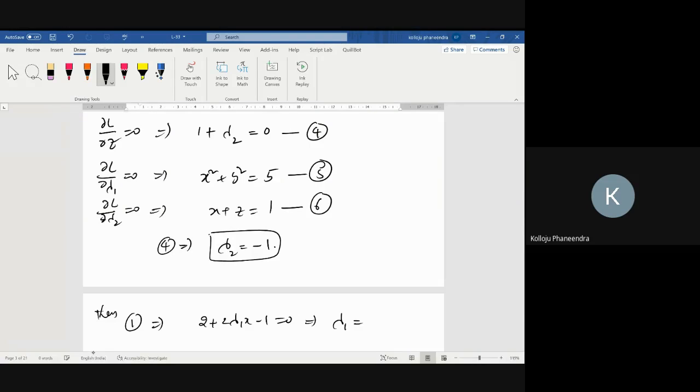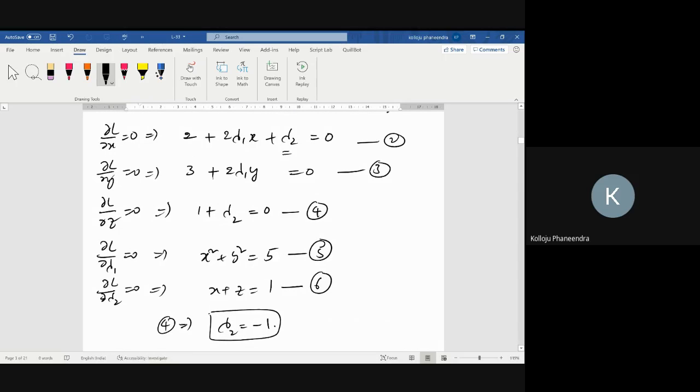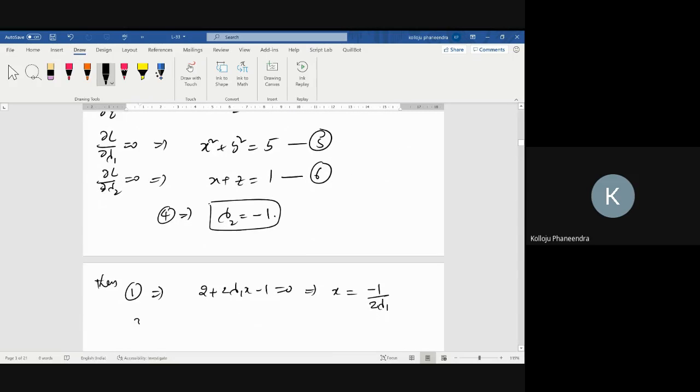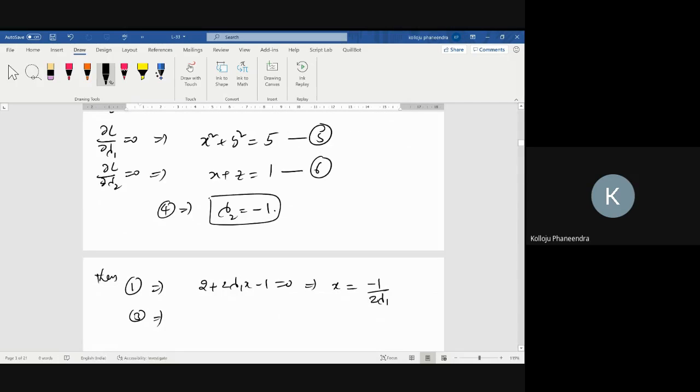So lambda 1, x equal to what you will get, x equal to minus 1 by 2 lambda 1. Same logic from the second equation. What is the third equation? From the third equation, what we have, 3 plus 2 lambda 1 y equal to 0. From this, y equal to minus 3 by 2 lambda 1.